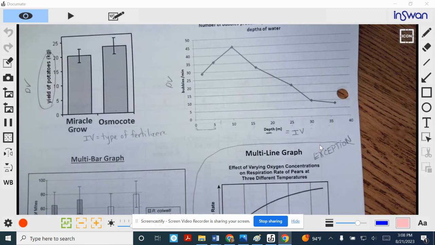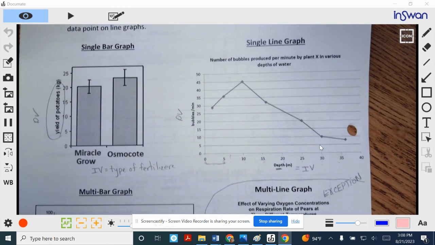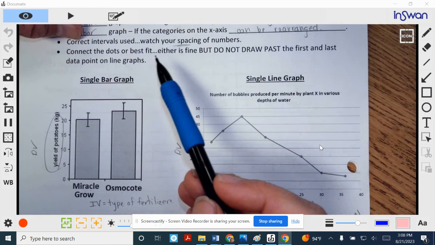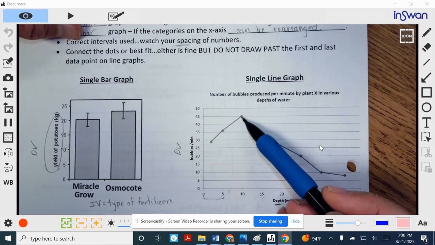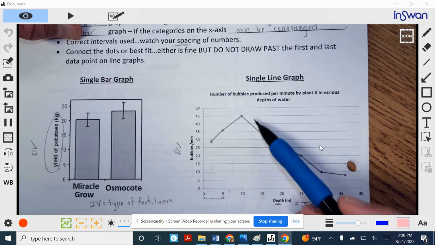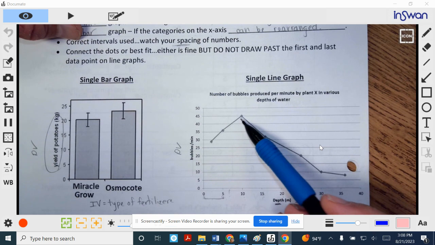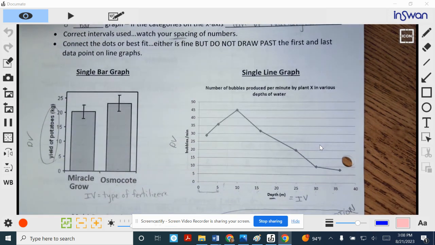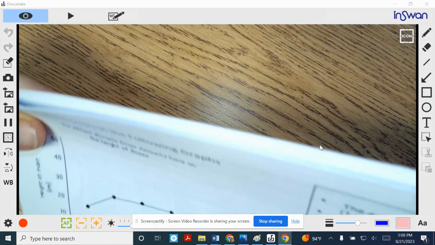I'm going to show you some examples here in a second where the spacing is messed up. And I already mentioned this: you want to draw a straight line between each data point. Nothing curvy or anything like that. Straight line between those two, straight line between those two. And do not draw past your first and last data point. Okay, let me show the spacing real quick.